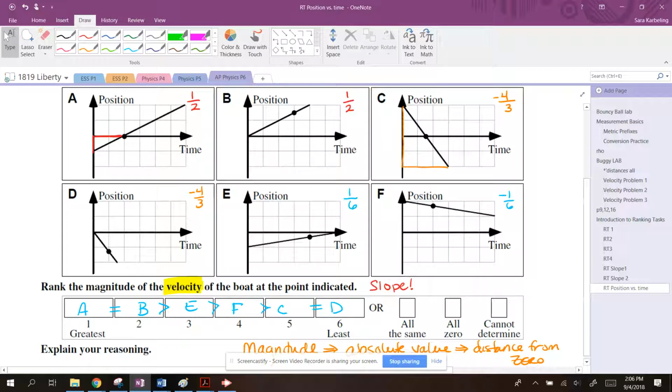Henry, what you got? For the magnitudes, yeah. Do you need a minute? Yeah. Okay. Check with your table mates. Make sure you got it.